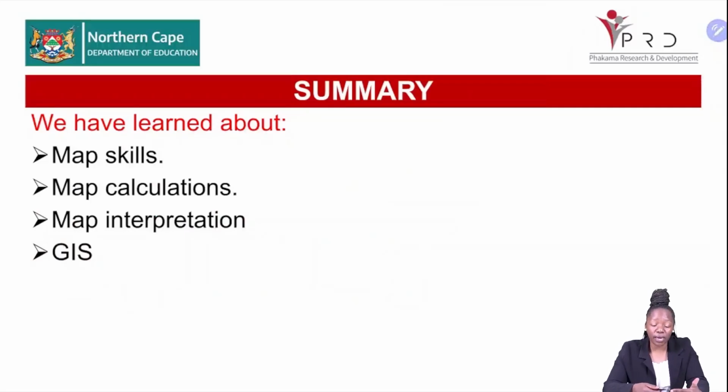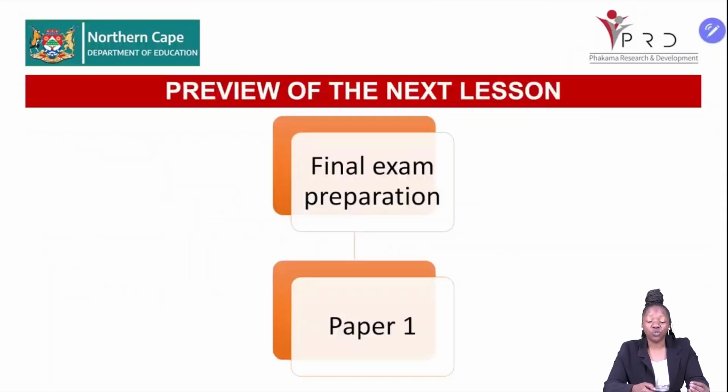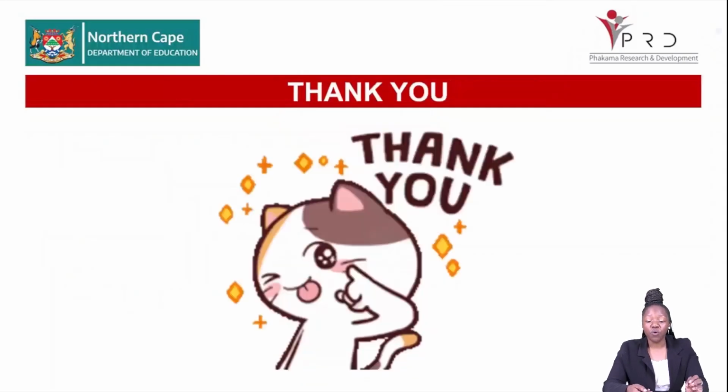Then, to summarize what we have learned so far, we have learned about the map skills, we have looked into the map calculation, we have looked into the map interpretation, and lastly, we have looked into the use of GIS. To give you a preview of our next lesson, we will now be focusing on our final revision, which is our final exam preparation. We're going to start with our paper 1. You know that in paper 1, you should expect your climate and weather, as well as your geomorphology and your map work.